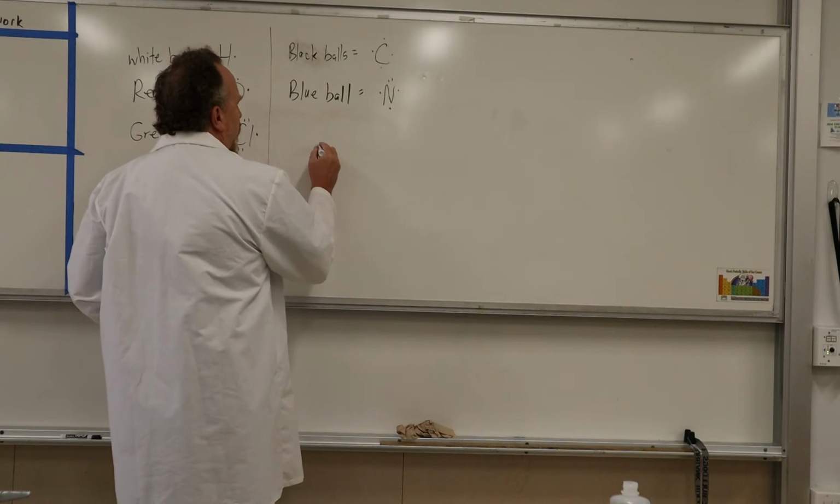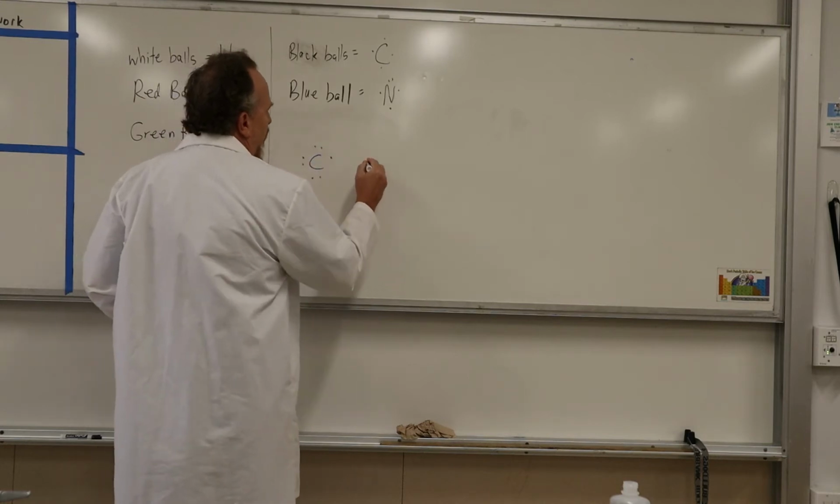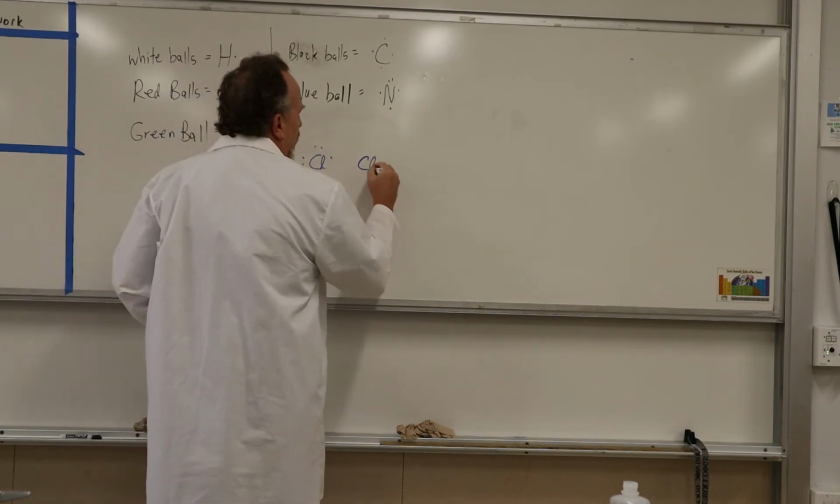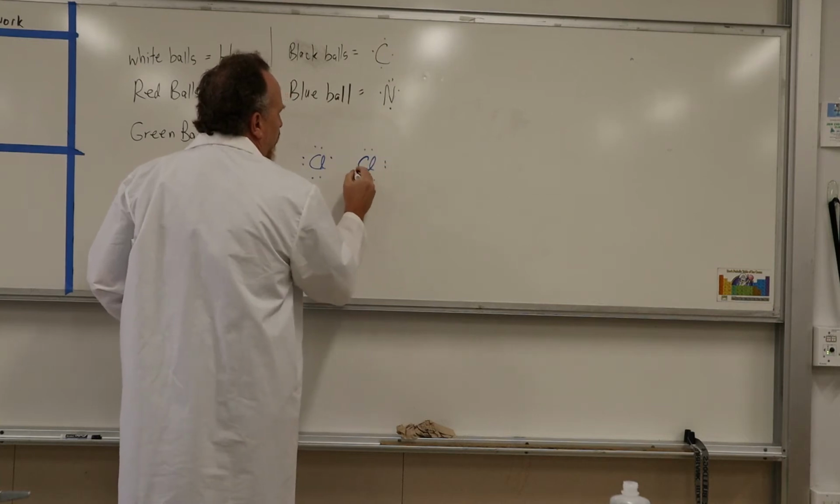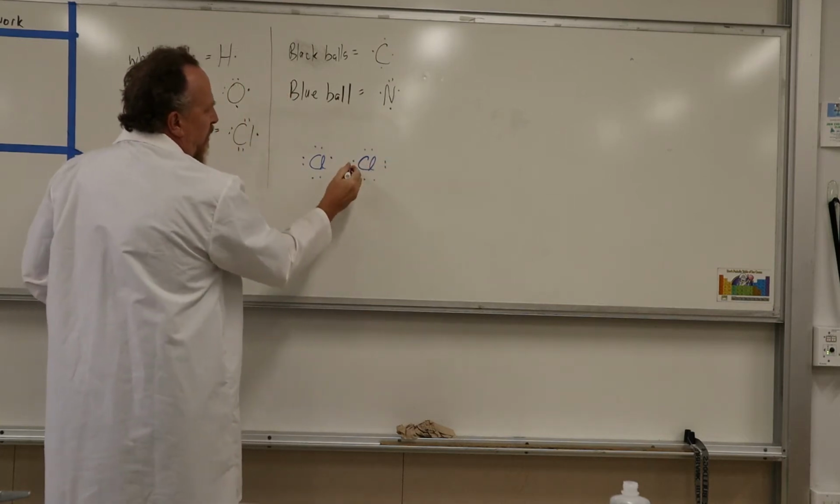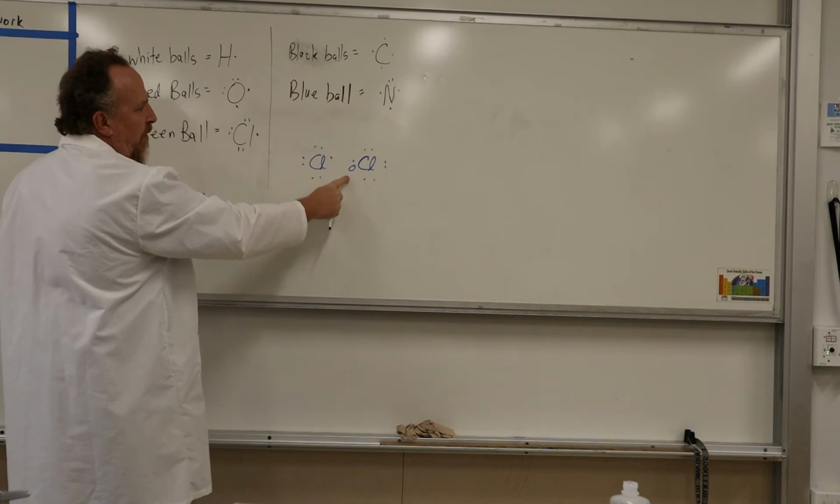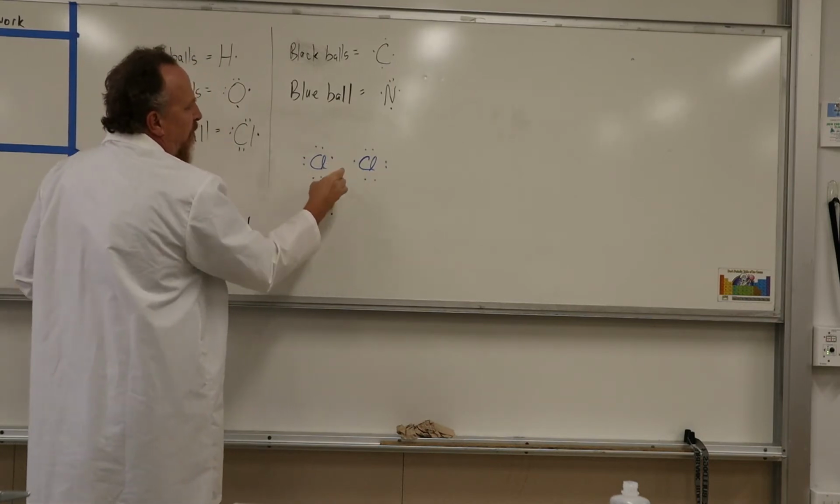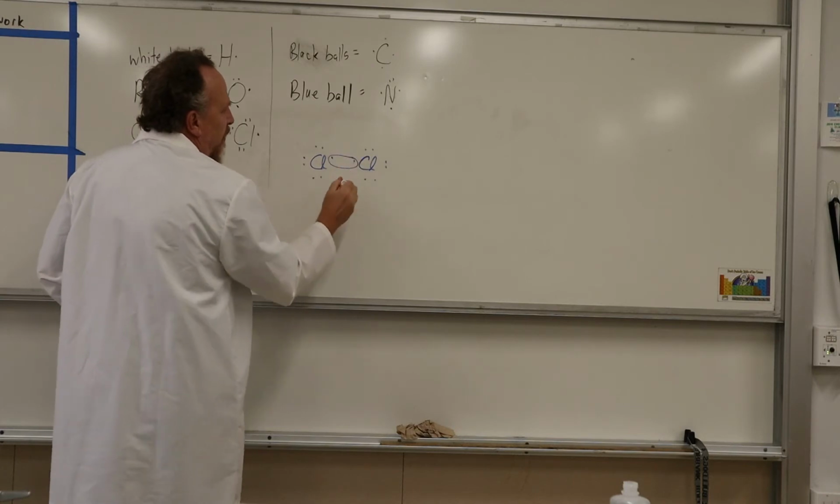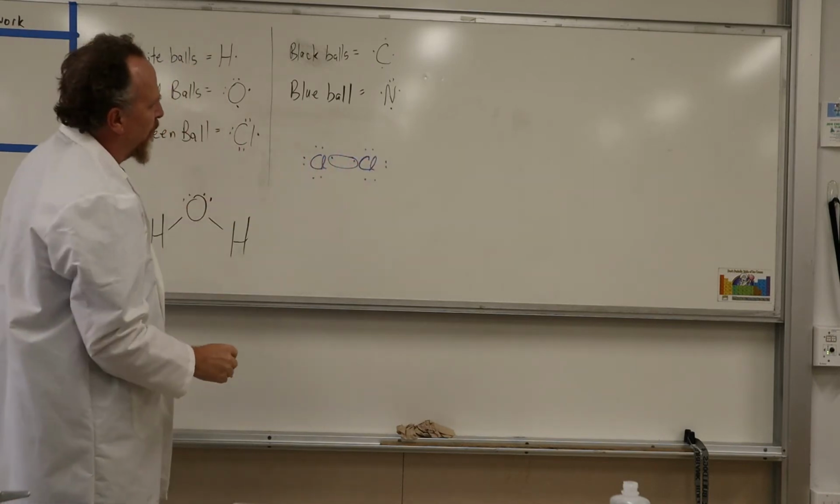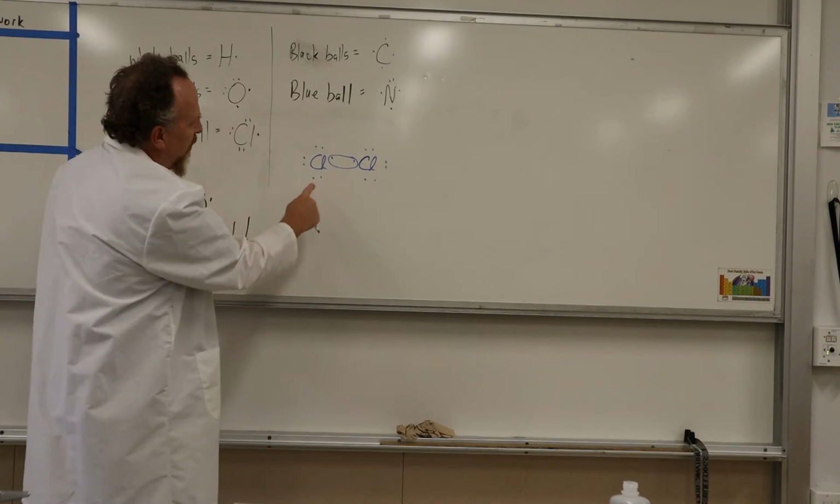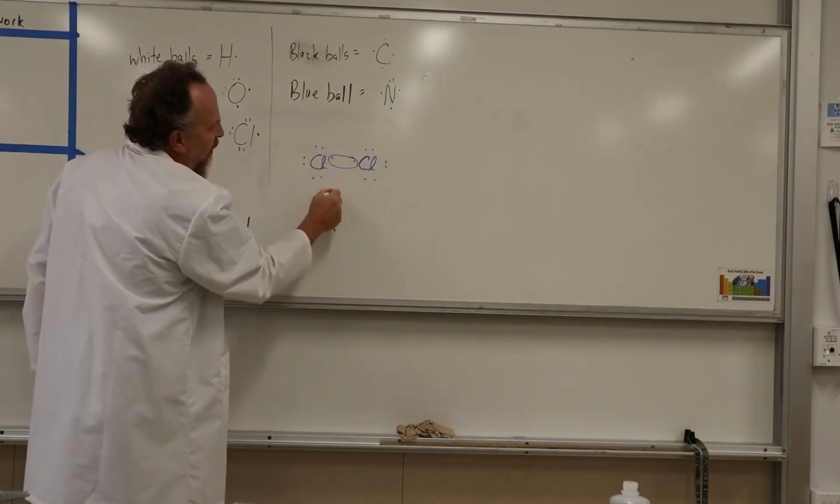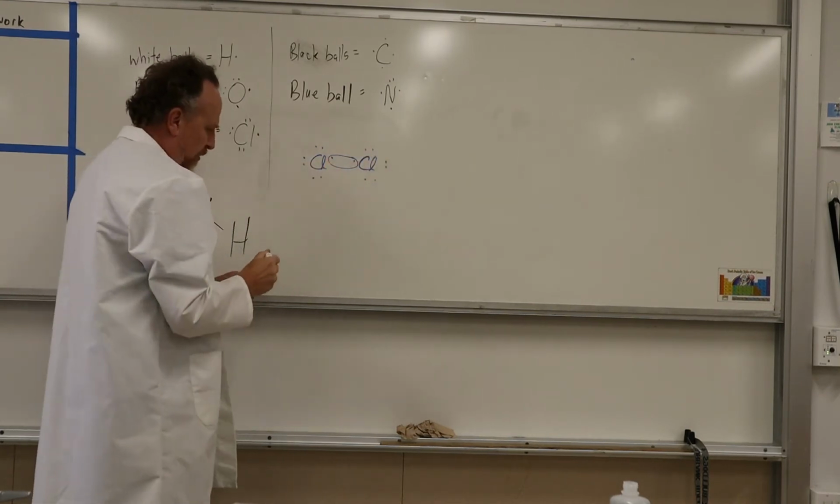Each of them has 2, 4, 6, 7 electrons. So this guy has one empty space there, and he really wants an electron. He sees this one over here and thinks, I'm going to take that. And this guy's thinking the same thing. So you end up with one bond, and each has 2, 4, 6, 8. So they're all happy.